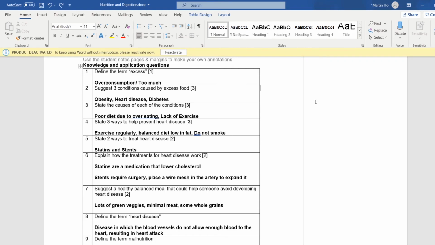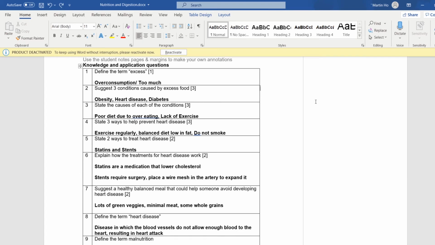7. Suggest a healthy, balanced meal that can help someone avoid developing heart disease. A decent, healthy, balanced meal will of course include a small part of each of the 5 main food groups. Lots of green veggies, minimal meat but still having protein, as well as some whole grains will fulfill the 5 main food groups: fats and oils, meats and protein, fruits and veg, grains and other carbohydrates, as well as dairy.